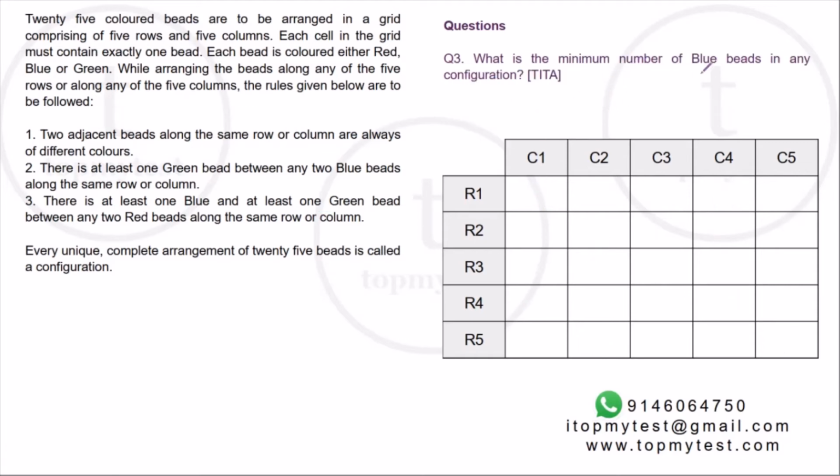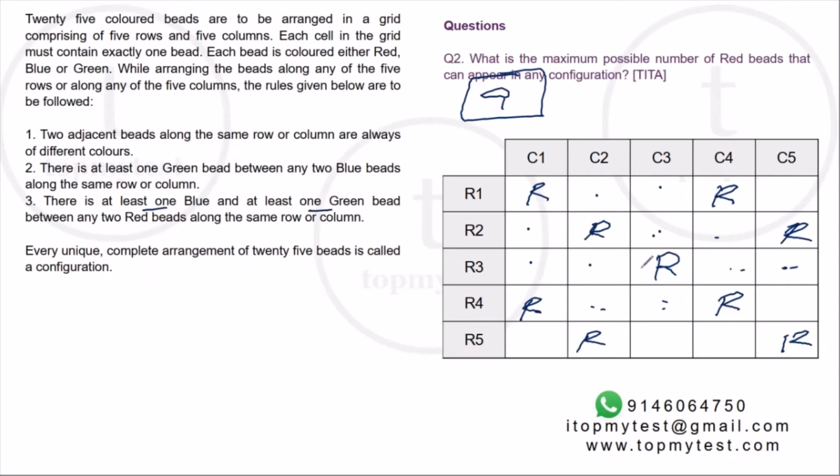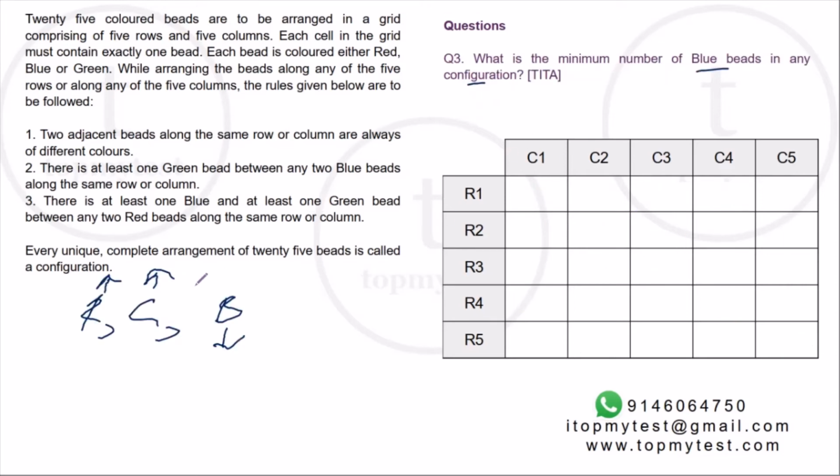Question number 3 says, what is the minimum number of blue beads in any of the configuration? I need to minimize the number of blue values. So you have red, green and blue. If I have to minimize blue, I have to increase the value of red and green. I have already maximized the number of reds, that is 9, right? So let's increase the number of greens as well.